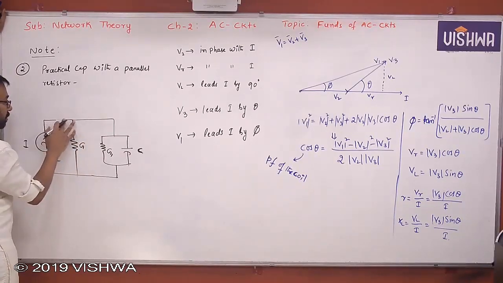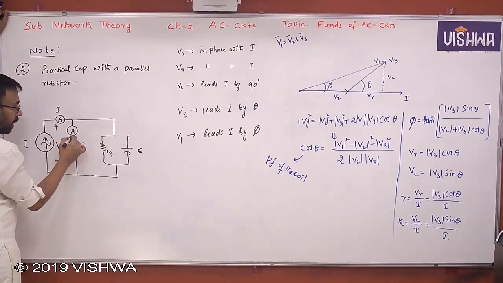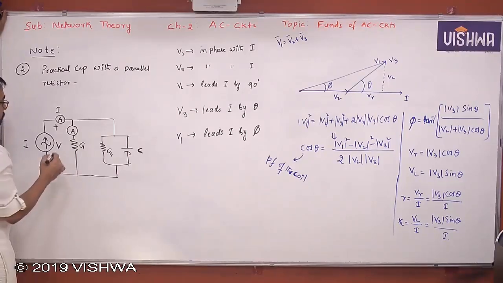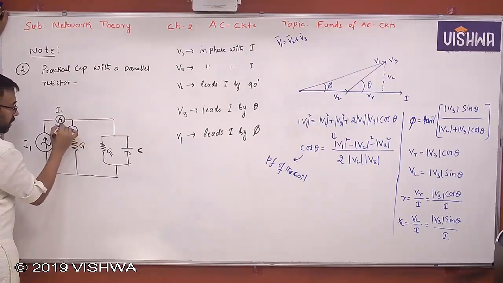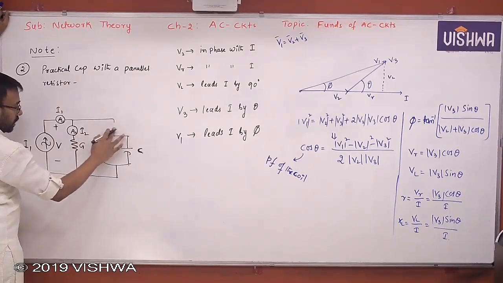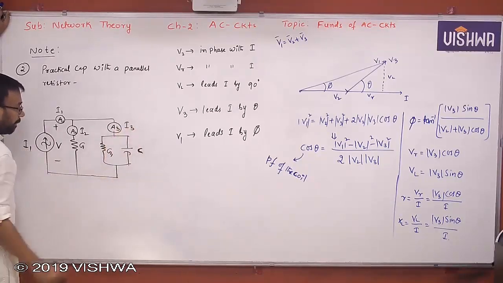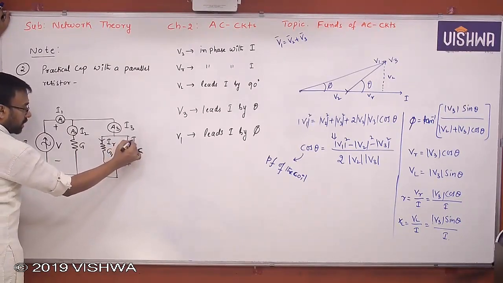Now here is an ammeter. Its value is I. Here is an ammeter. Let us say I1, otherwise A1, A2 is nothing but I2, A3 is nothing but I3. Okay. So this is the current flowing through this resistor, assuming IR, and this is IC.